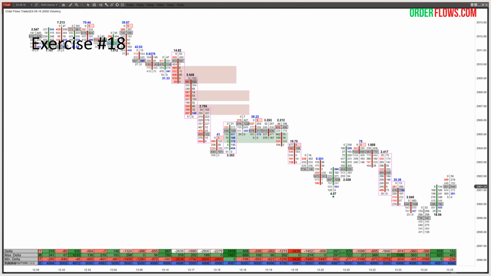All right, so moving on. This is an E-mini 5,000 volume chart. This is exercise number 18. All right, well, hopefully you could have seen this flip in here. You got minus 2279 delta against the min delta of minus 2660, and then positive delta of 1459 against a delta of 1451. Unfortunately, it just went sideways over the next several bars, and then it sold off.